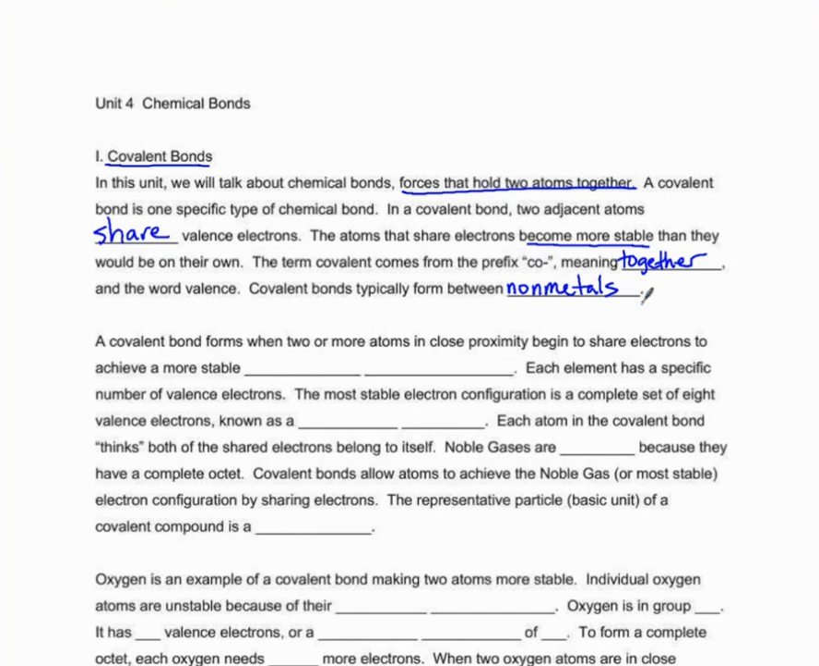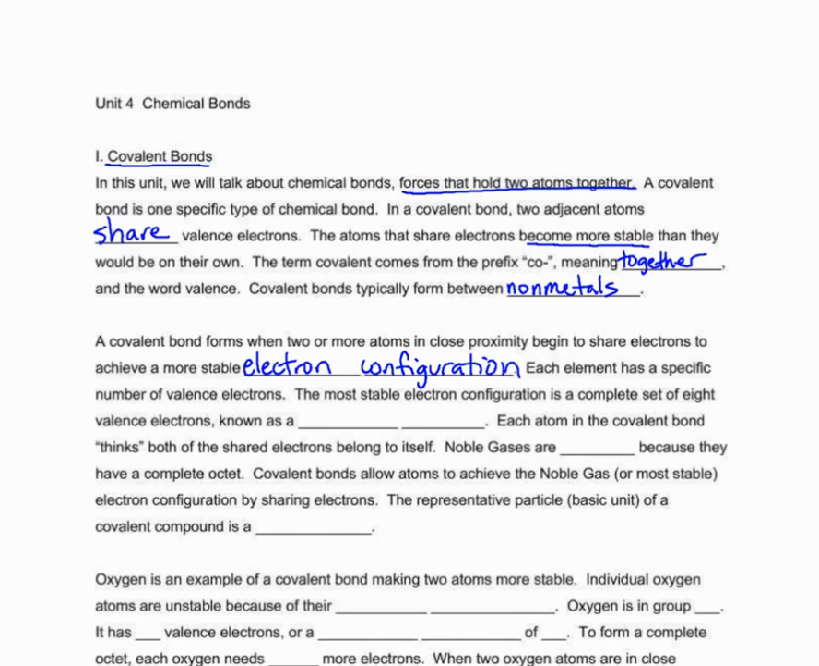A covalent bond forms when two or more atoms in close proximity begin to share electrons, and they're trying to achieve a more stable electron configuration. That's what chemical bonds are all about. Lots of atoms are unstable, and they form chemical bonds so that they become stable.